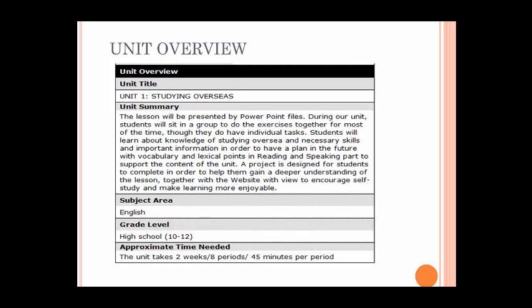We move to part 1, unit overview. My unit title is Studying Overseas. Subject area is English. Grade level is for high school, from grade 10 to grade 12. Approximate time needed: the unit takes 2 weeks, in 8 periods of 45 minutes per period. The lesson will be presented by PowerPoint files.